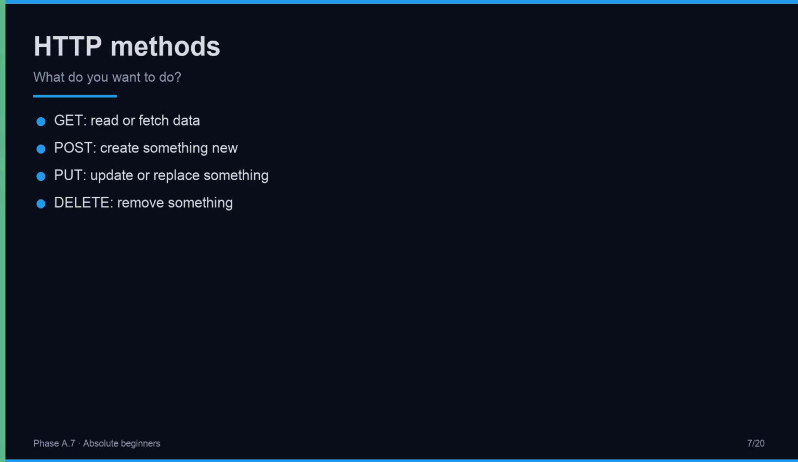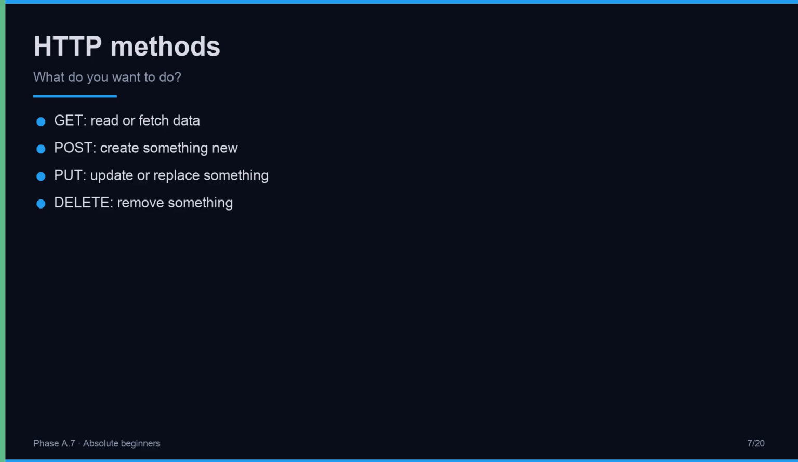GET means read or fetch, you want data, you are not changing anything. POST means create, you are sending data to make something new, like a new user account. PUT means update, you are changing something that already exists. DELETE means remove, you want something gone.